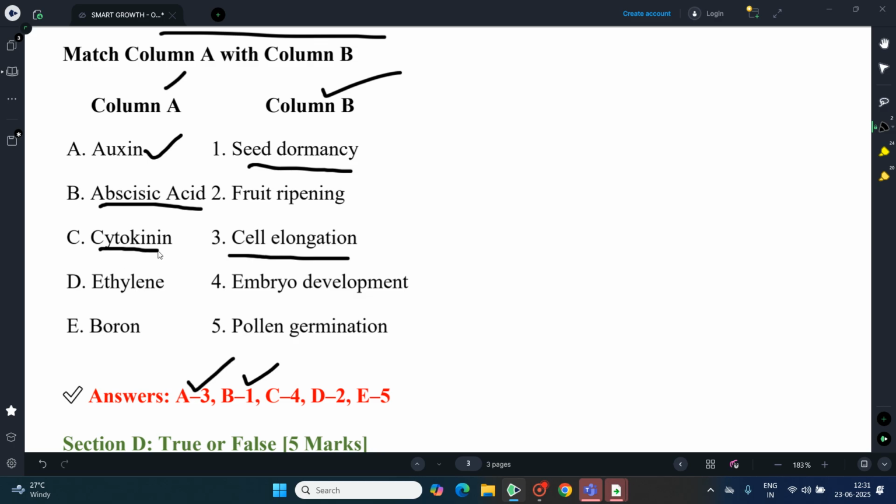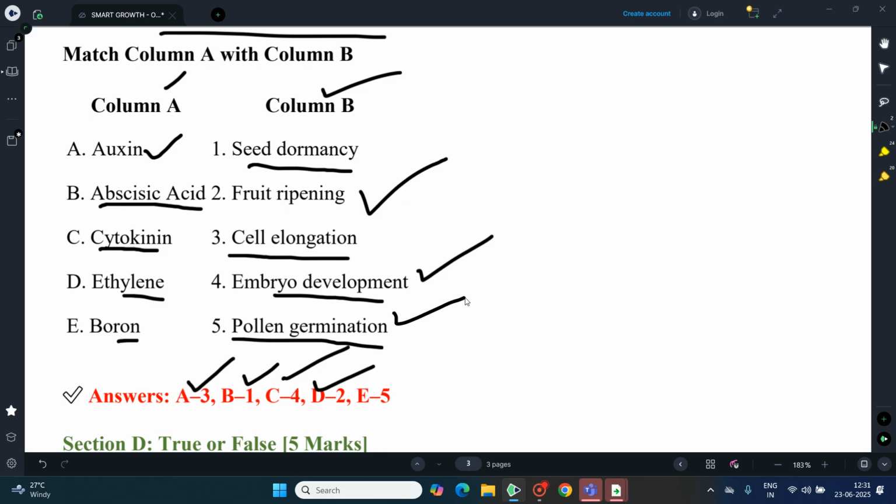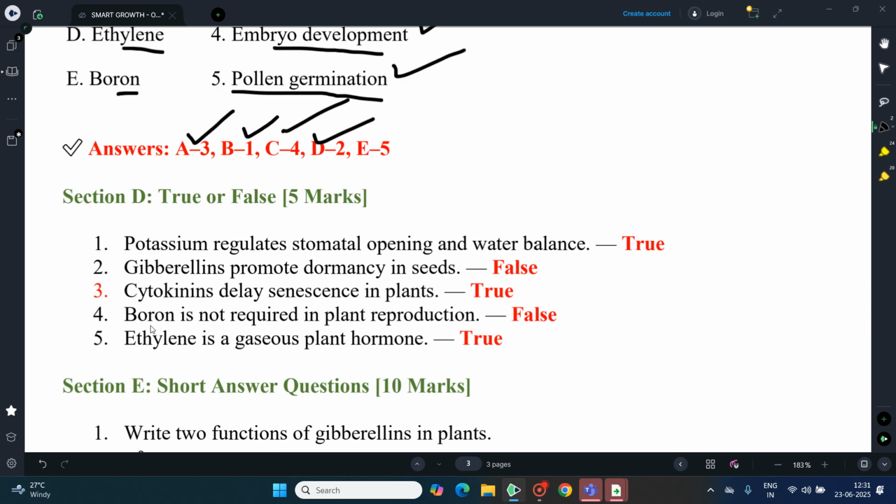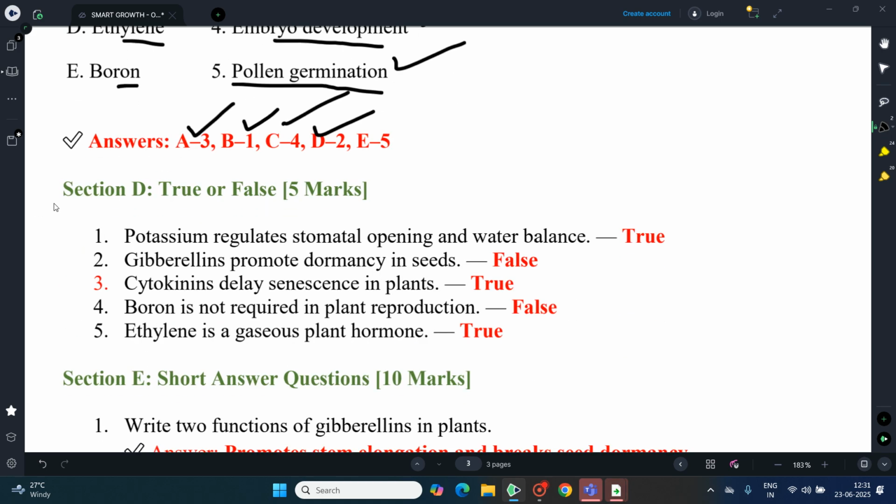The third one, cytokinin, is responsible for embryo development. That is the correct answer for cytokinin. Ethylene is involved in fruit ripening. That is the correct match. Boron, pollen germination. The function of boron is pollen germination. That is the correct answer. Correct matching. And the fourth is true or false.